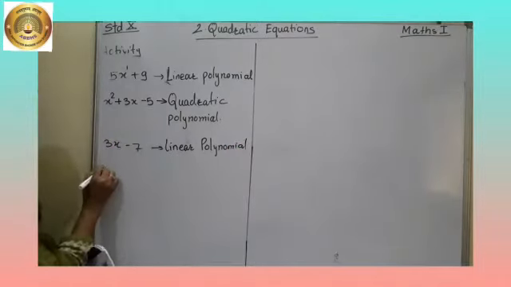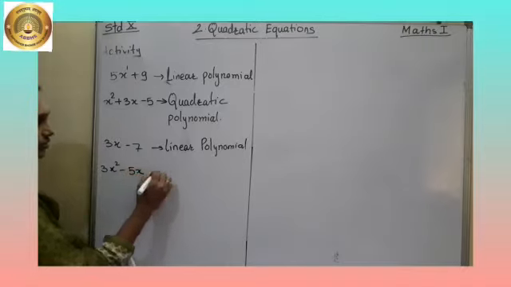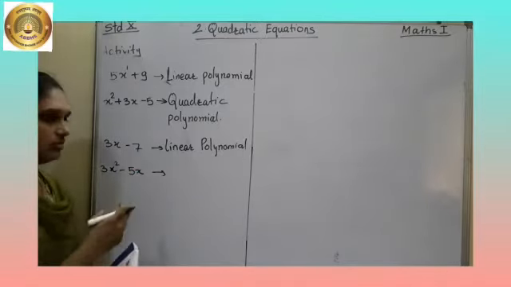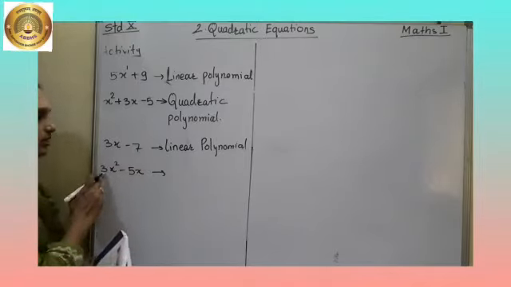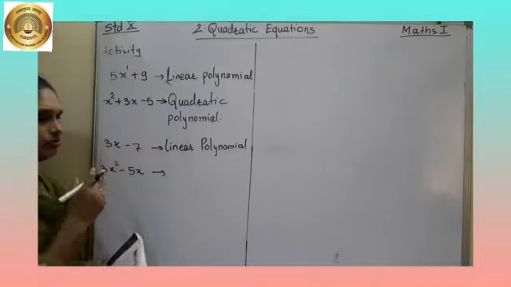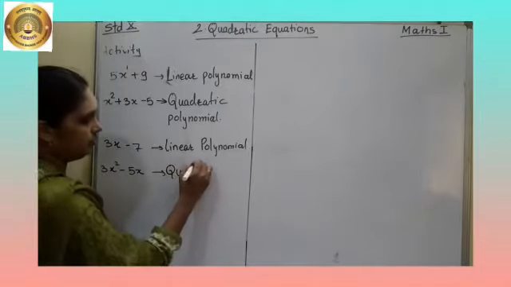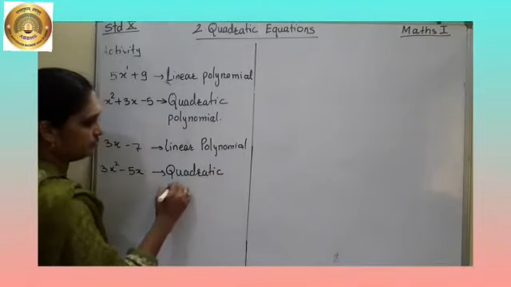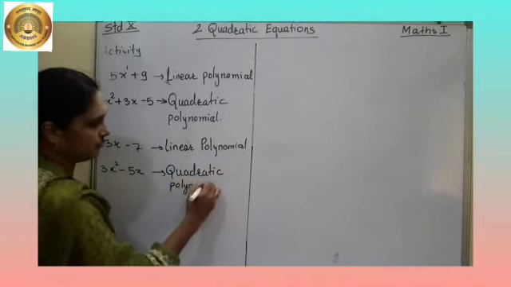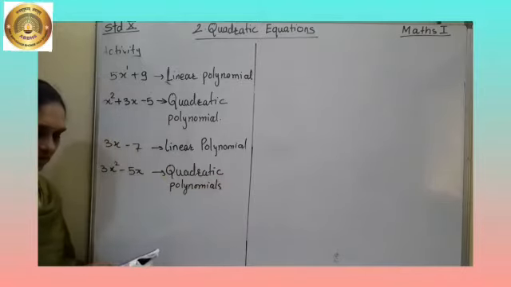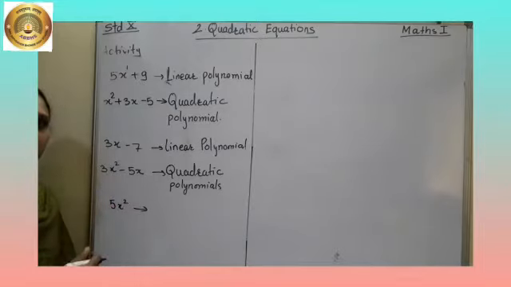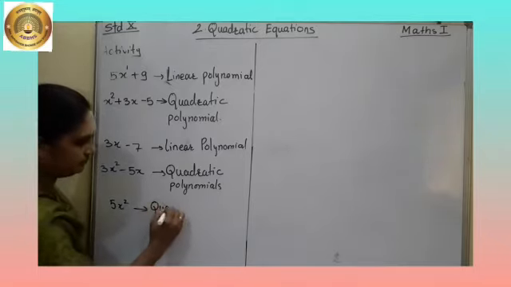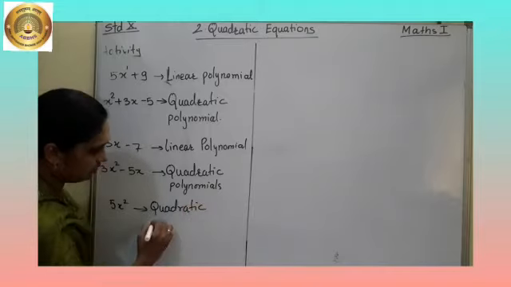Next is given 3x square minus 5x. So if you observe this, highest degree is 2. Here the index is 1, index is 2. That means the degree of this polynomial is 2. So it is called quadratic polynomial. Next is given 5x square. Now what is the degree of this? Raised to 2 is given. That means it is a quadratic polynomial.